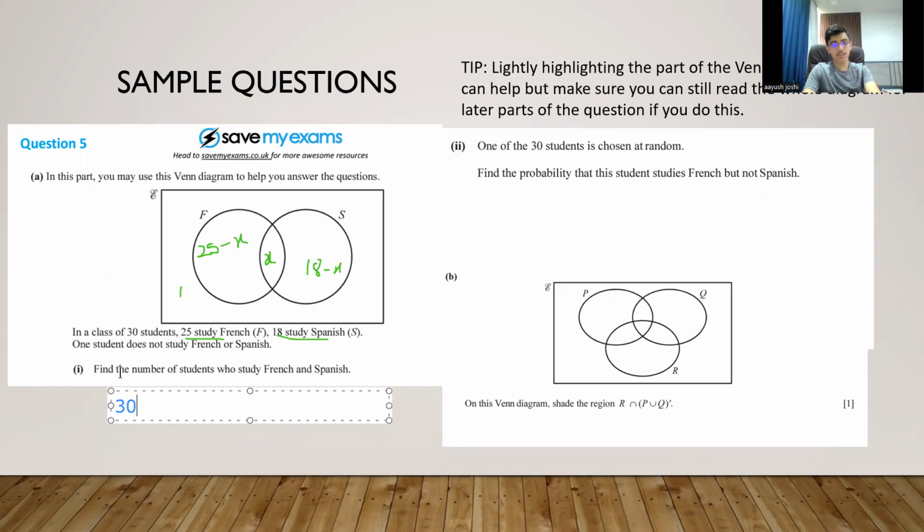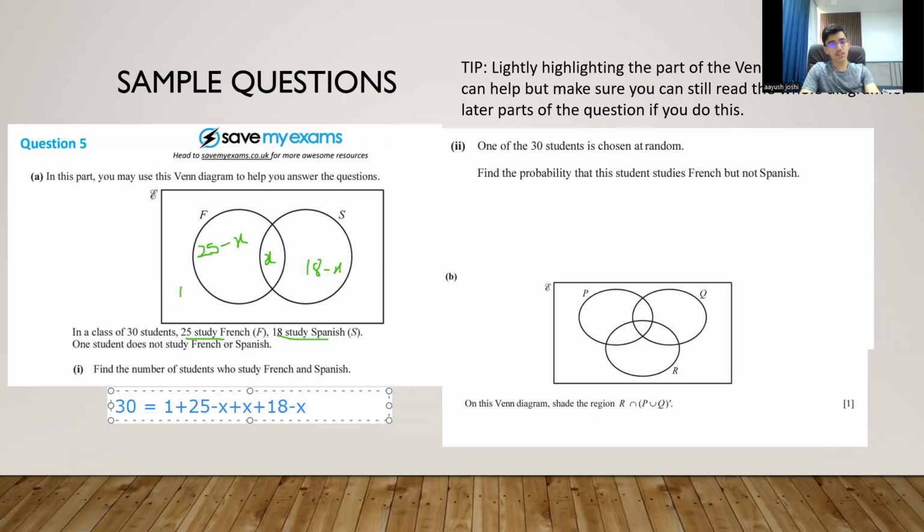Because it's a class of 30 students, 30 is going to be the universal set. So the universal set is equal to the entire thing. We have 1 outside, the part of F only, the intersection of F and S, and the part of S only. So everything equals this universal set, which is 30. So 30 is equal to 1 plus 25 minus x plus 18 minus x.